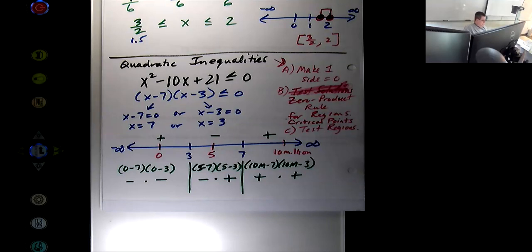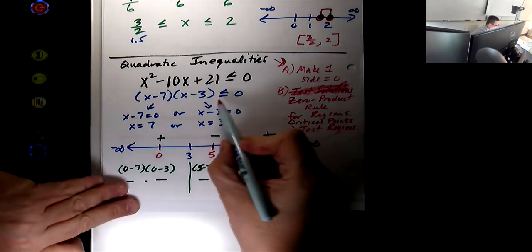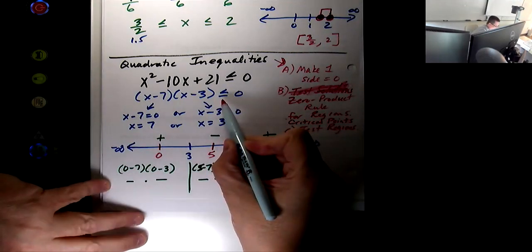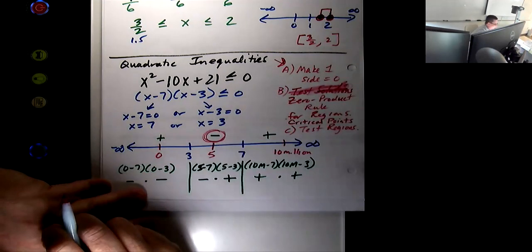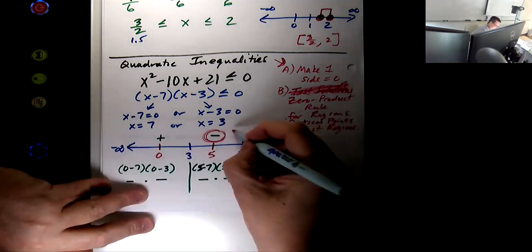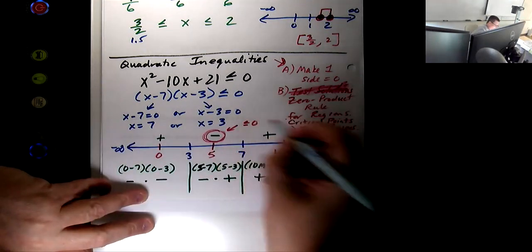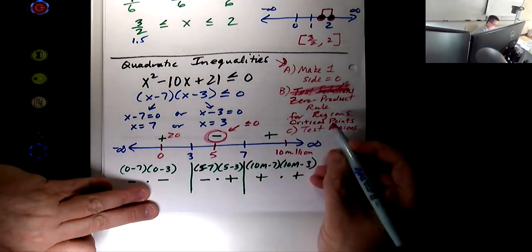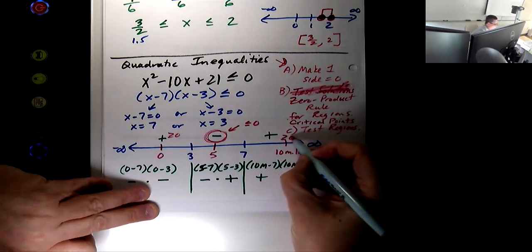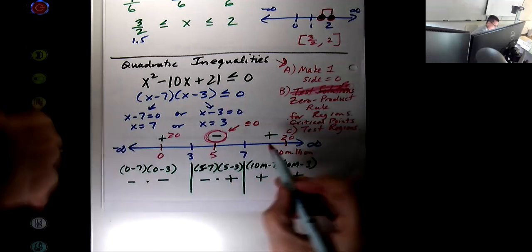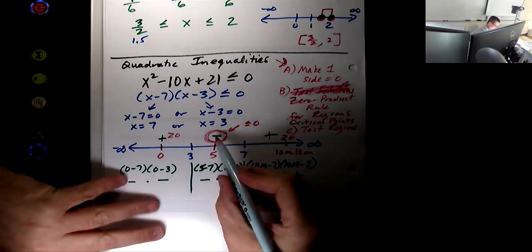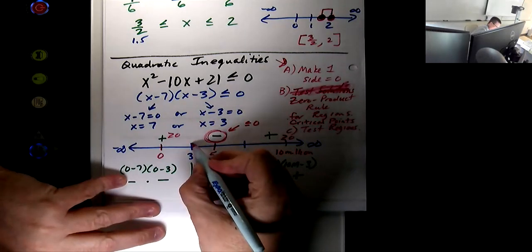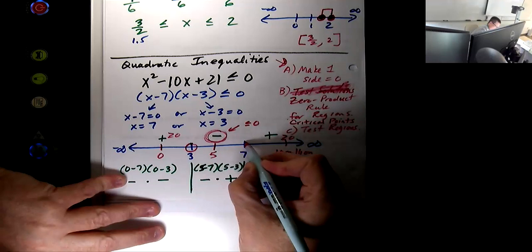And now my solution is the stuff where it's less than or equal to 0. The less than or equal to 0 region is negative. It's a negative region. This region is less than or equal to 0. This region is greater than or equal to 0. And this region is greater than or equal to 0, because we did the signs. The signs are telling me what signs are there. I wanted a negative region, so I want from 3 to 7.